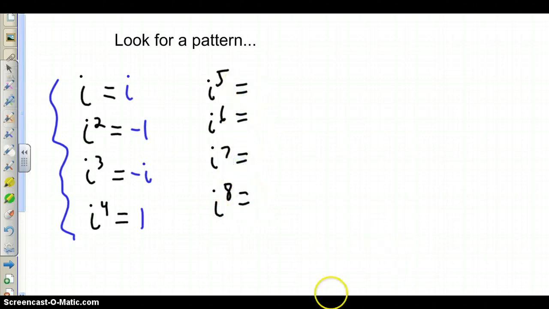And what's going to happen here, if you take I to the fourth, multiply by I to the first, 1 times I is I. Take this, multiply by I to the first, I squared is -1. -1 times I is -I. -I times I is, ooh, that's going to be weird, -I squared. What is -I squared? Well, that's -1, which is 1.